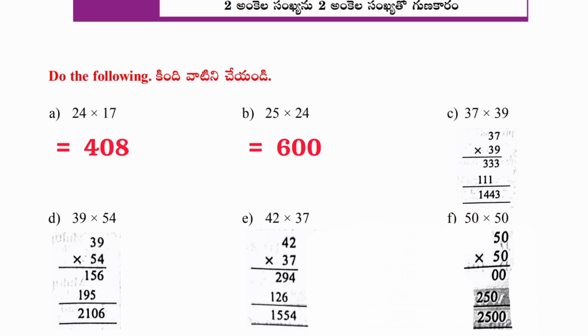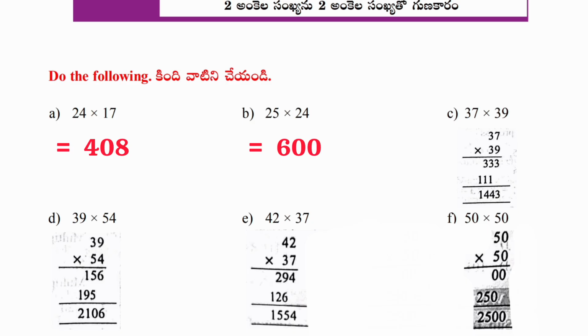In this way you may check your answers. In this way you may improve yourself. You may check how well you are doing this multiplication. Okay, let's see. Fourth one is 39 multiplied by 54. If you do the addition, you will get the answer as 2106. Again, next number is 42 multiplied by 37.